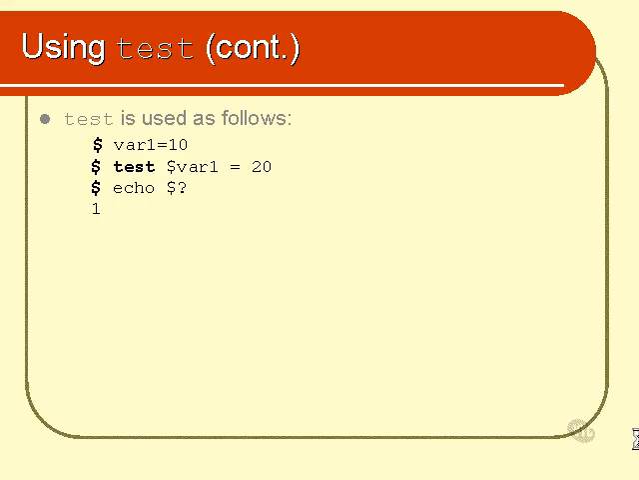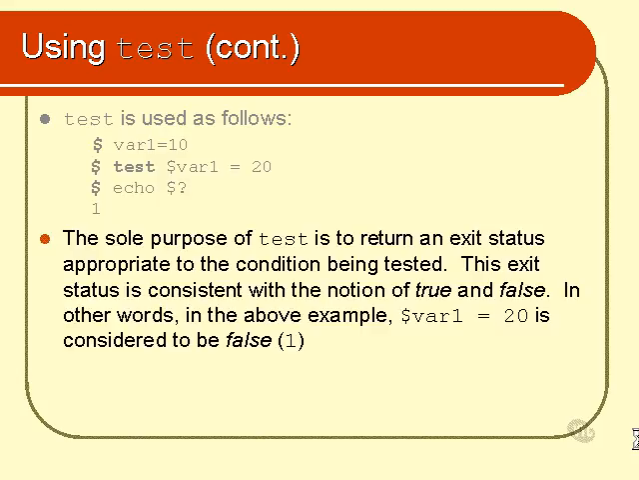Now, the sharp ones amongst you may already be guessing where this is going. We can think of this exit status as a true or false value. This is where true and false really start to come into play, and this is the first time that they actually do. In the above example, we say, well, var1 equals 20. That is a comparison test. So the statement var1 equals 20 is either true or false, and test will return an exit status appropriate to that particular true-false value.